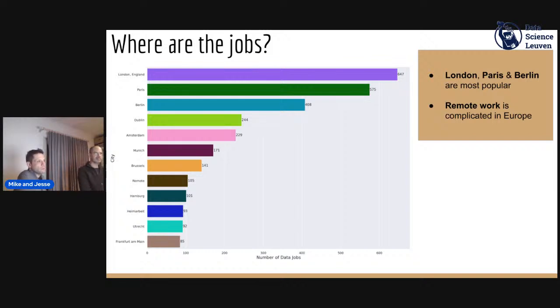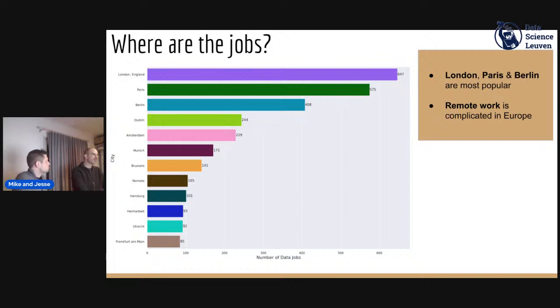And in Europe, it seems that there isn't as much remote work advertised. Now, we did this during COVID, so what you're seeing there is probably even on the high side. If and when we ever normalize, it may go down from there. We have a conjecture that it's probably due to complex labor laws in the EU.